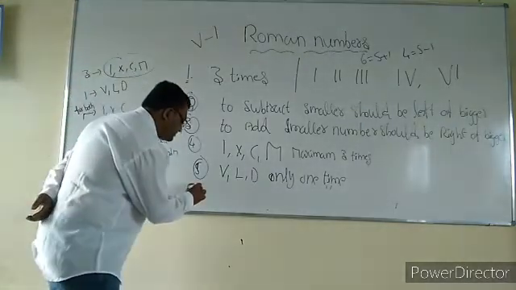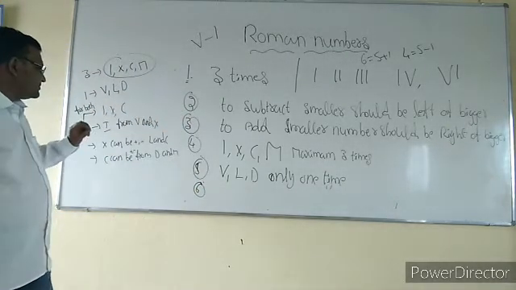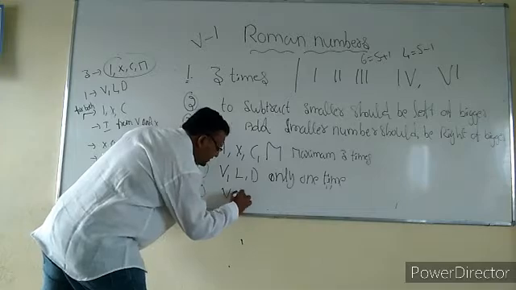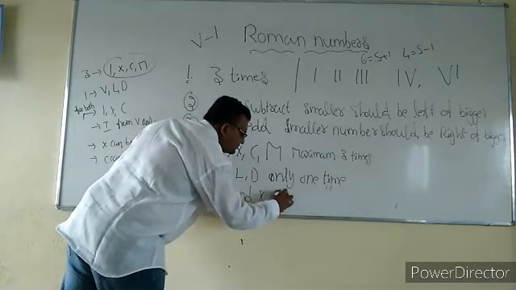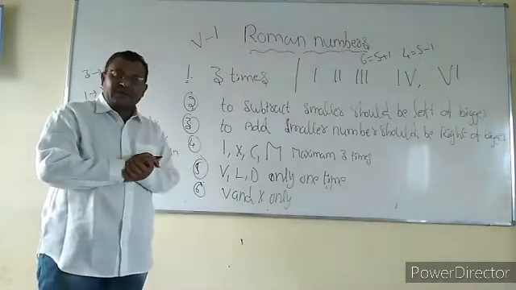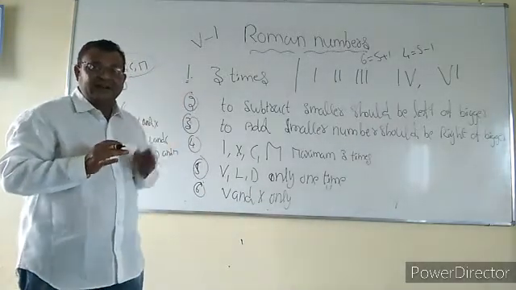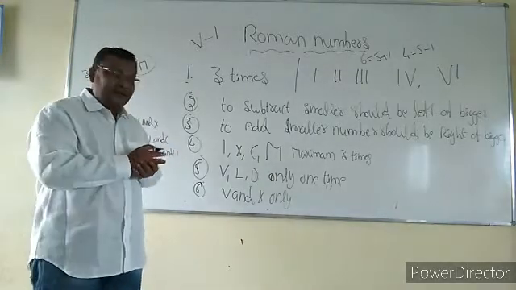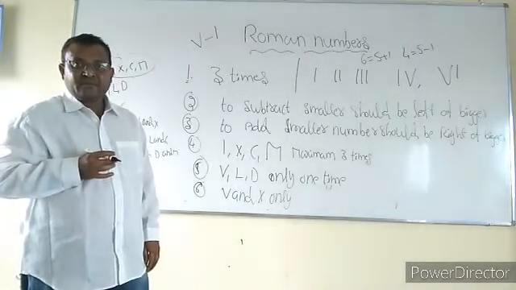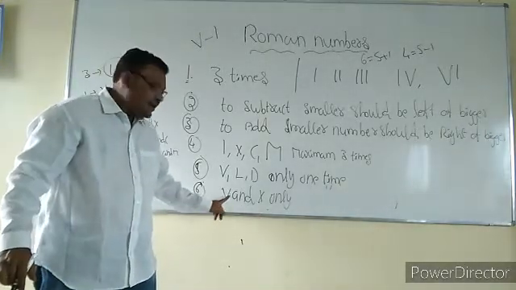Then after that, sixth rule, we can subtract 1 from 5 and 10 only. We can add or subtract 1 from 5 and 10 only. We cannot subtract 1 from 100. We cannot subtract 1 from 1000. We cannot subtract 1 from 500. We cannot subtract 1 from any other symbol. So it is allowed to subtract or add 1 to 5 and 10 only.